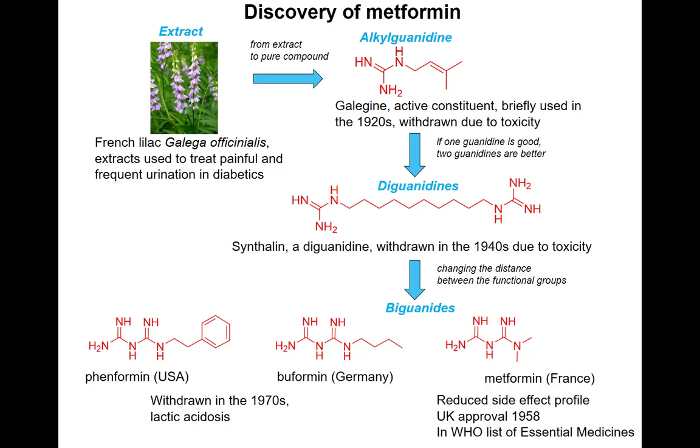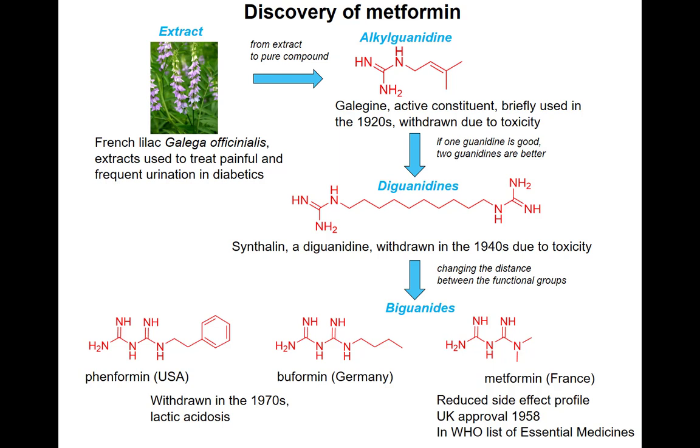So this is a very simple looking molecule. It just has one functional group, a guanidine, and an alkyl chain of 5 carbons attached to it. And as a pure compound, it was in fact briefly used for the treatment of diabetes. However, it had issues with toxicity, and for that reason was discontinued. So then medicinal chemists were interested in making analogs of galegine to see if they could come up with more effective compounds. And medicinal chemistry usually progresses by quite simple ideas and concepts.